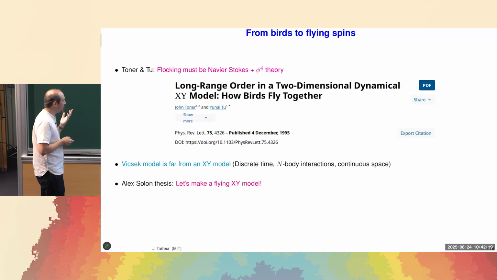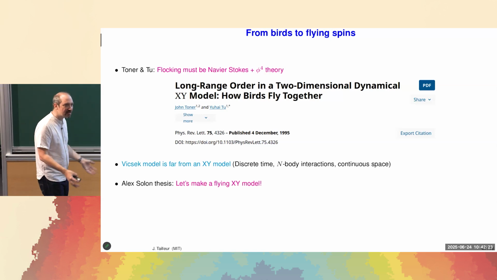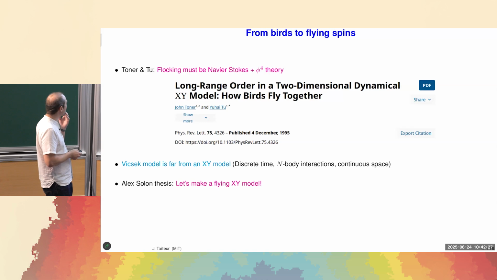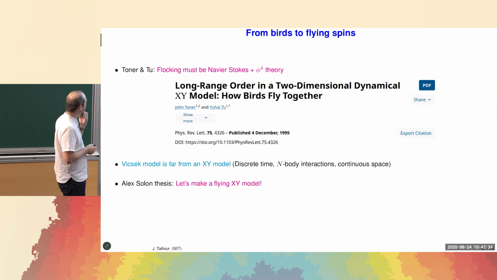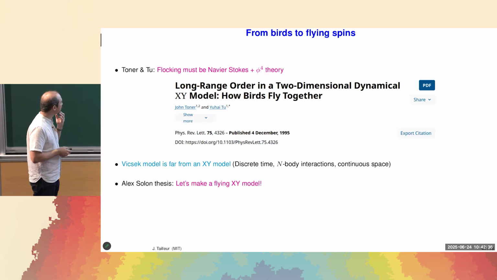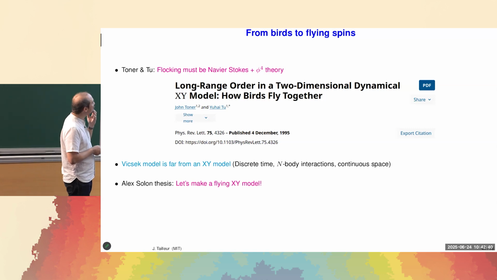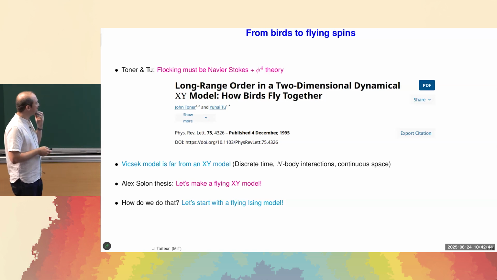And if you think about it, the Vicsek model is very far from an XY model. It's not on lattice, it has many-body interactions, it's discrete time. And so I kept thinking, but why don't we try to do a flying XY model? And when Alex Solon joined my group, I told him, why don't you do that? And he told me after a few days, I have no clue how to do even a flying Ising model. And so I said, oh, let's start with a flying Ising model.